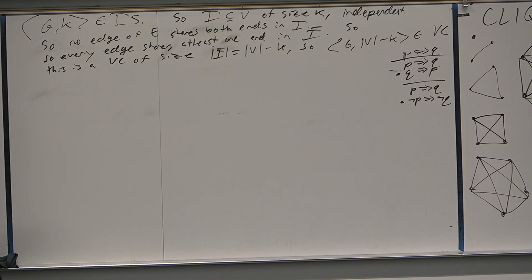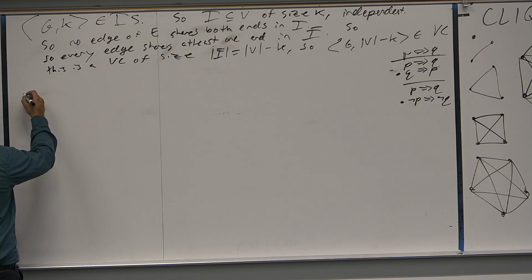Done. Right? A set is independent if no edge has both ends in the set. So if no edge has both ends in the set, every edge must have at least one end in the complement of that set. Done. If an edge was in, let's say, this independent set, then its complement, the vertex cover, would be missing that one edge. It would not be able to cover that one edge, right? That's how the double negations work. Let's do the other way.